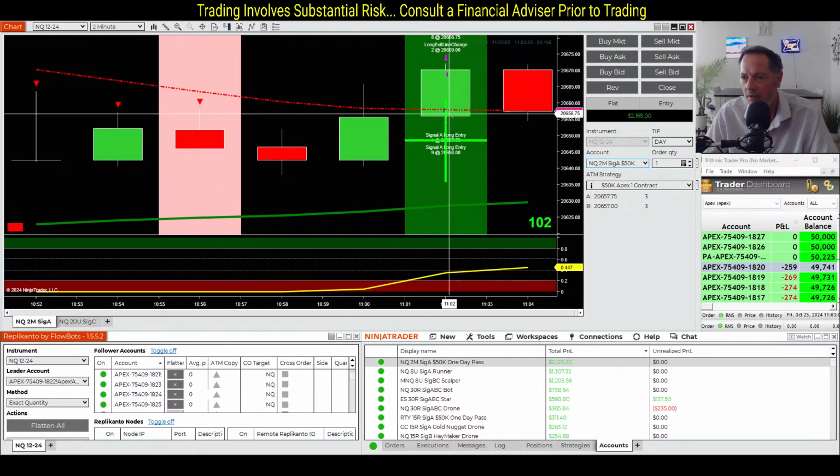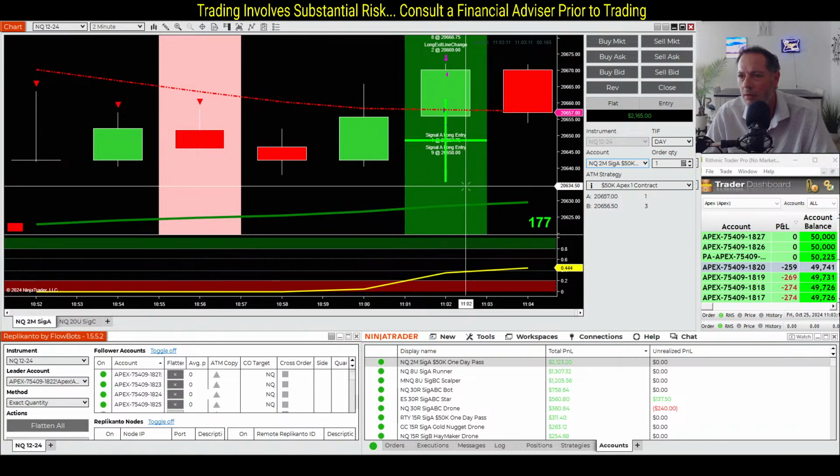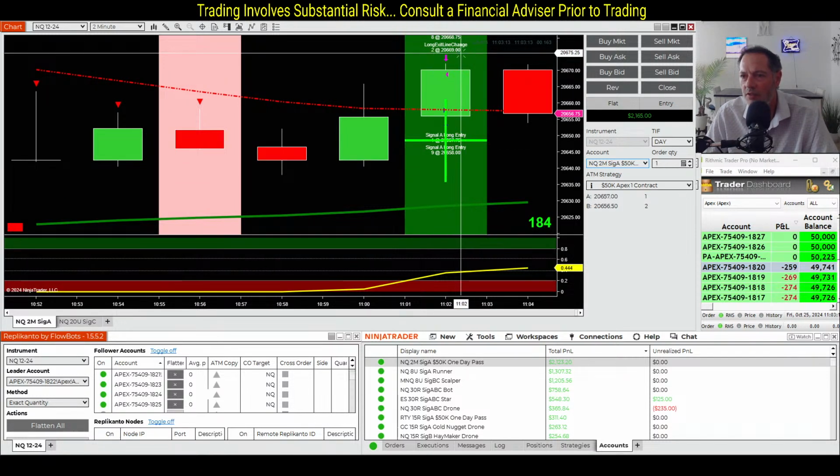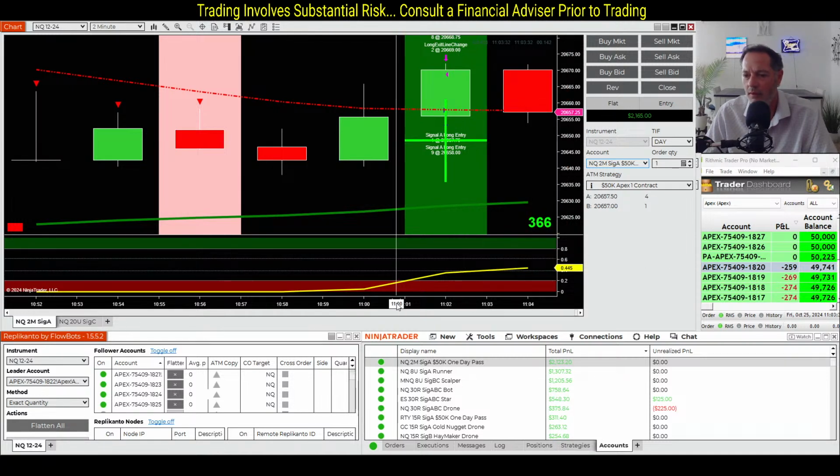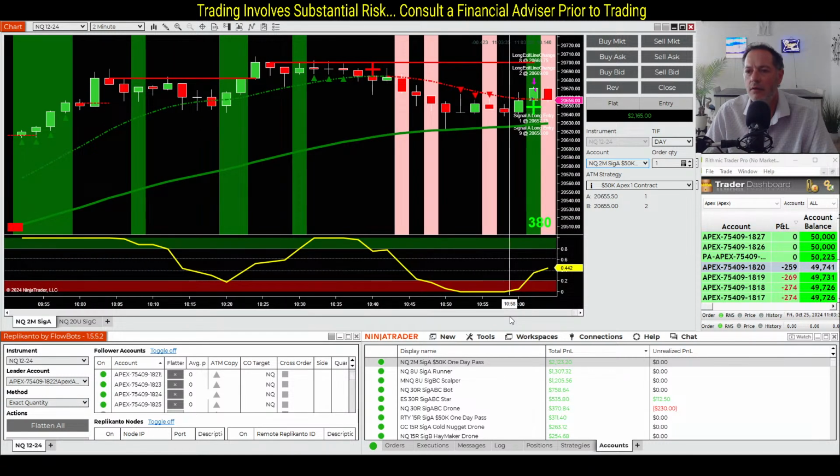Took a long trade. Looks like we got filled here at 658. Took a long trade, and it made it up to 668. So 10 points, 40 ticks, 10 contracts, get you $2,000. So there's the 2-minute. Got the ODP.